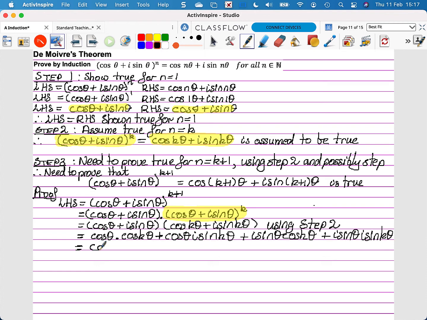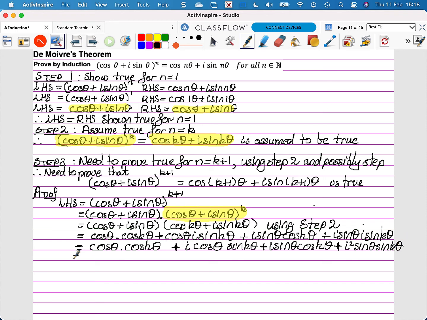And now we're going to do a tiny bit of tidying up. So we're going to do cos theta times cos k theta. We're going to bring the I to the front, plus I on cos theta sine k theta. Oh, sorry, it's already there. Plus I sine theta cos k theta. Now, we're going to bring this I out to the front. If we do, we're going to get I squared. So we're going to get I squared sine theta sine k theta.